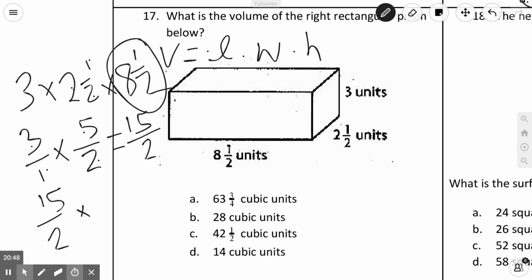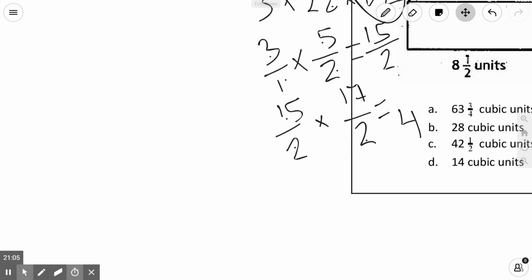Now let's convert this number. 2 times 8 is 16, 16 plus 1 is 17 halves. Now this is a little bit daunting. So 2 times 2 gives me 4. Then I've got 15 times 17. So let's go ahead and do this off to the side here.